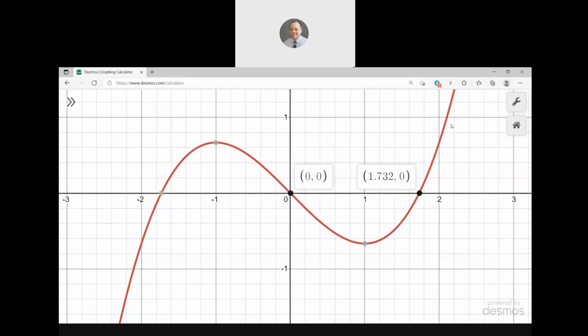The last bit of information we determined is we have an inflection point at 0, 0. That is true because this is where we go from concave down, it changes to concave up. So 0, 0 is the correct turning point.